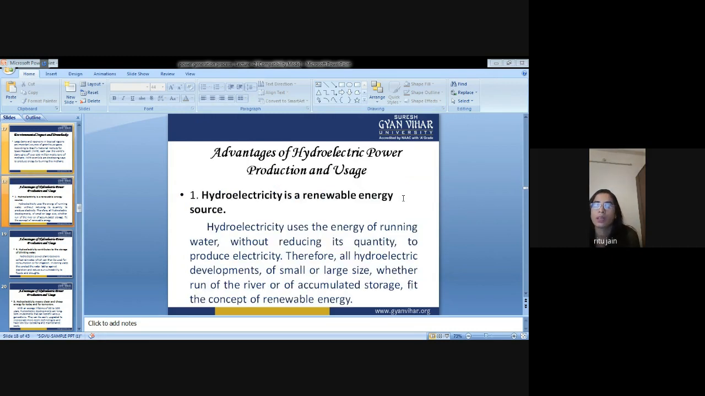Now, there are some advantages of hydropower plants also. The advantage of a hydropower plant is that hydroelectricity is a renewable energy source, which is natural. Hydroelectricity uses the energy of running water without reducing its quantity. So there is no harm in using the energy of water to produce electricity. Therefore, all hydroelectric developments of a small or large size, whether run of the river or of accumulated storage, fit the concept of renewable energy.